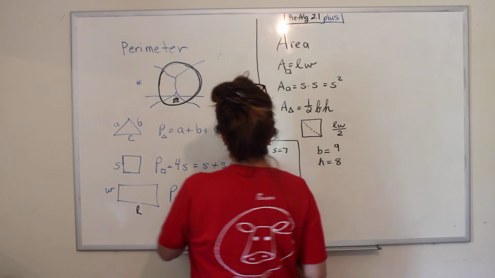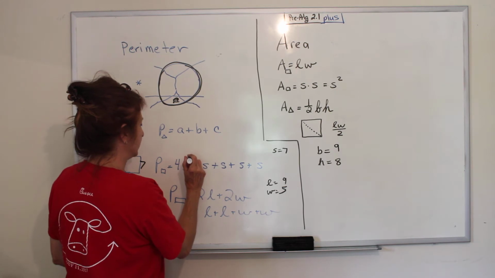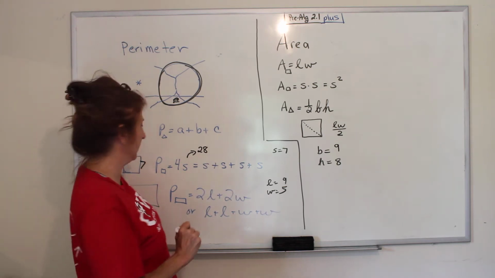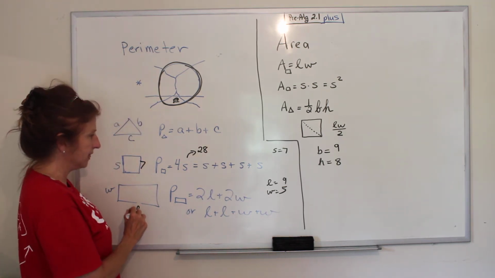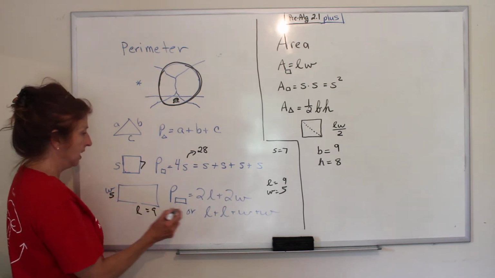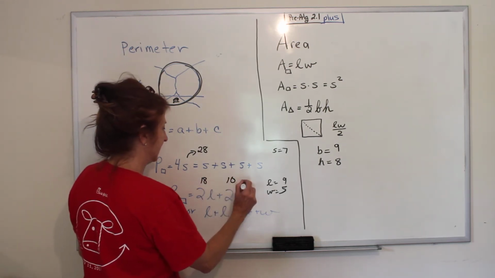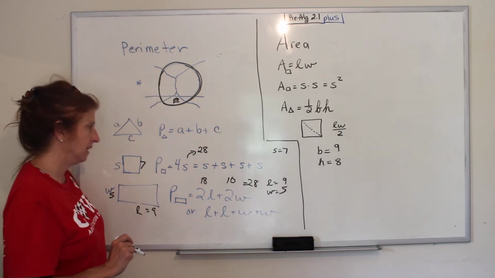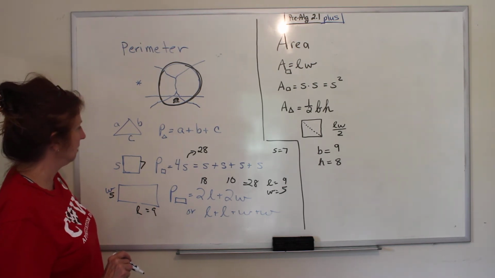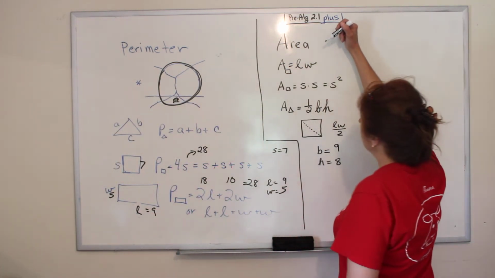So if the side of this square is 7, it would be 4 times 7, which would be equal to 28, the perimeter of that square. And this, if the length equals 9 and the width equals 5, 2 times 9 is 18, and 2 times 5 is 10. This would be 28. Okay? So those both ended up being the same, didn't they? All right. Yep. Okay.